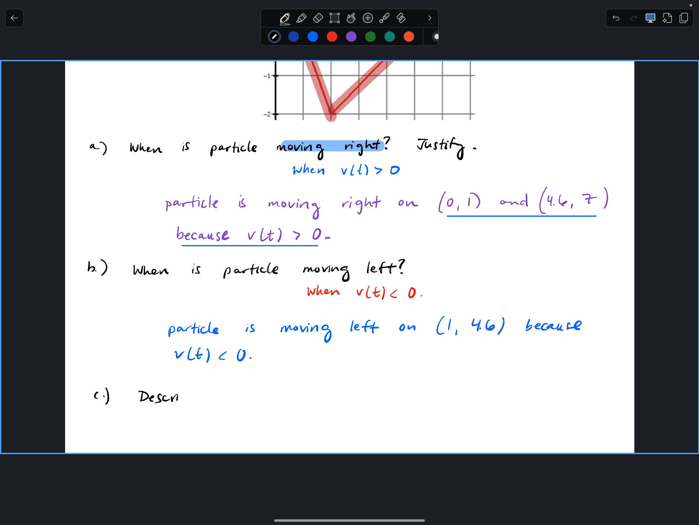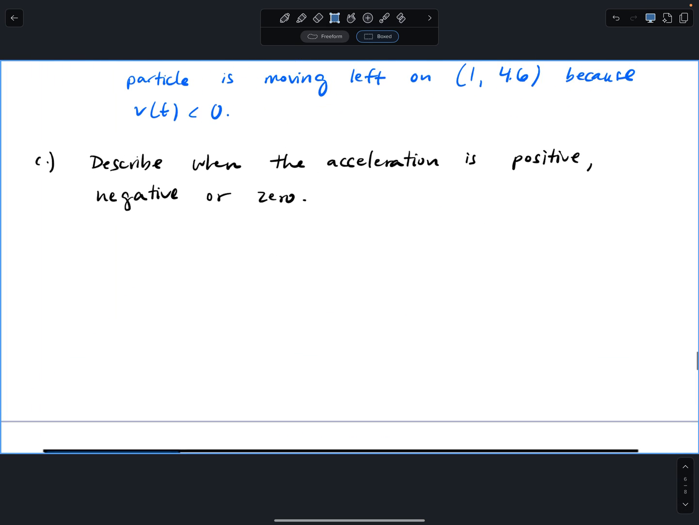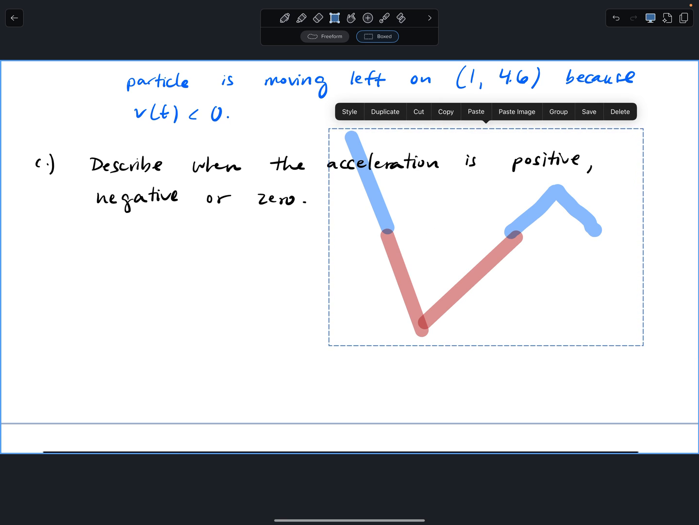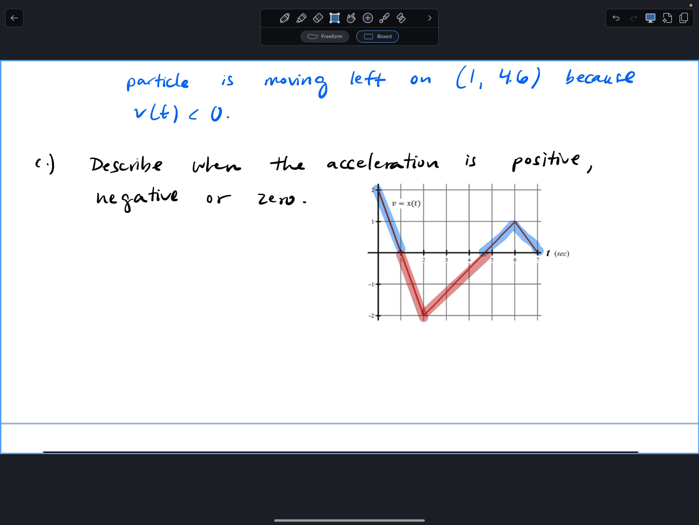Describe when the acceleration is positive, negative, or 0.